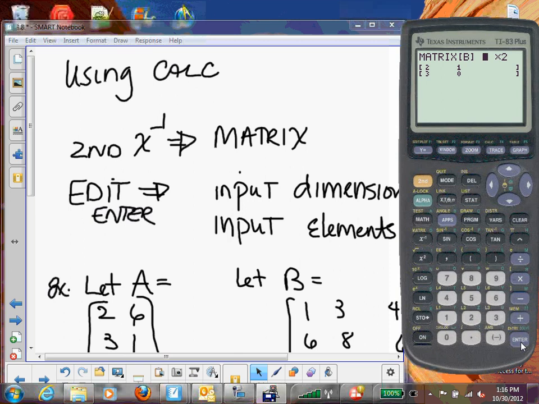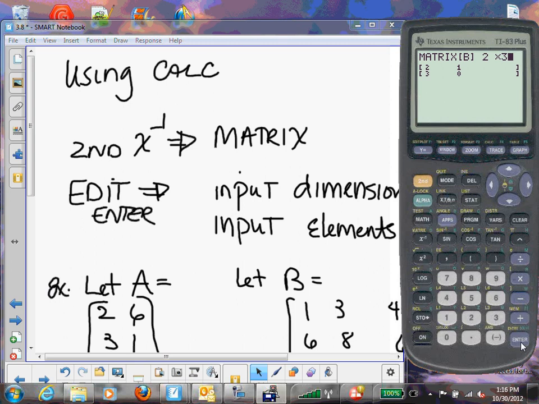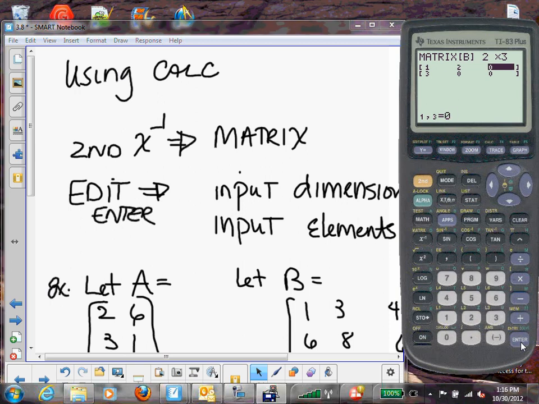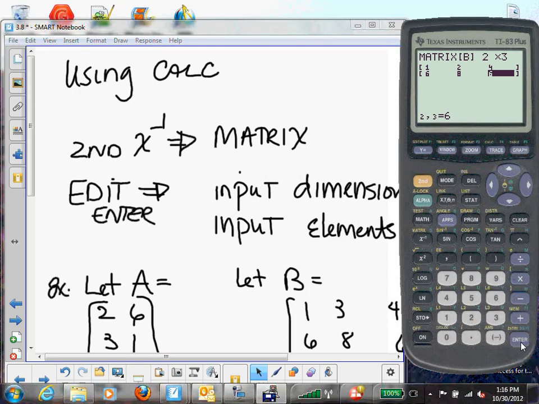What are the dimensions? 2 by 3. This is why you need to know how to read it row by column. So look, as soon as I hit enter, I've now created a 2 by 3, correct? So we're going to put the information in. It goes 1, 3, is that a 4? I can't really see. 4, and then 6, 8, and what's that last one? 6. Okay? So we've entered all the information into our A and our B matrix.